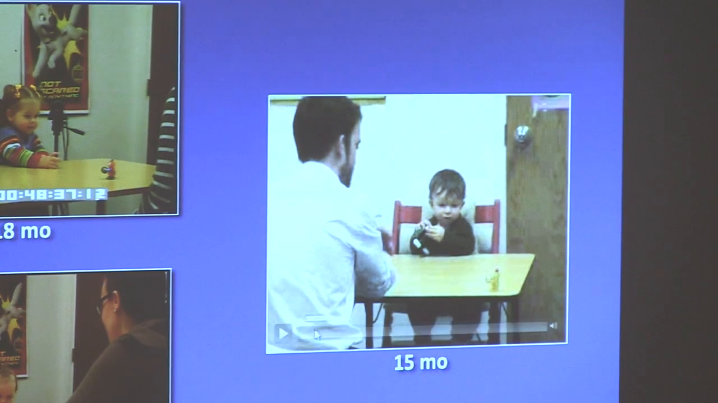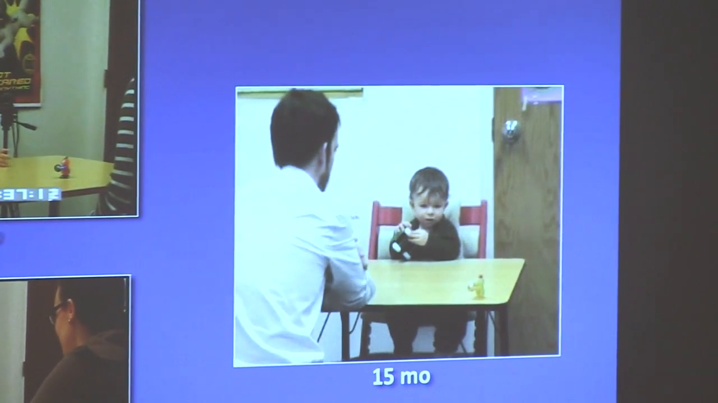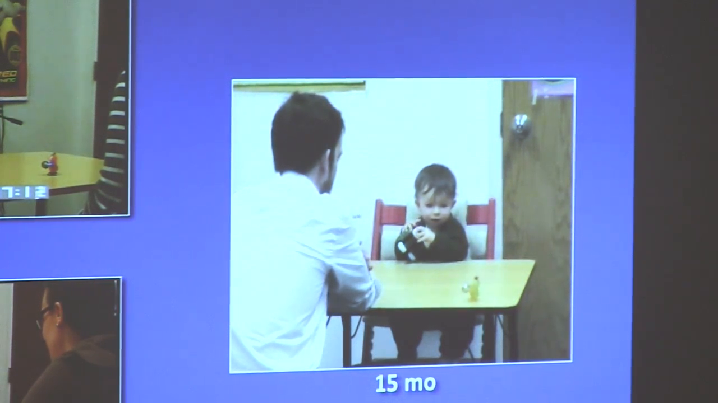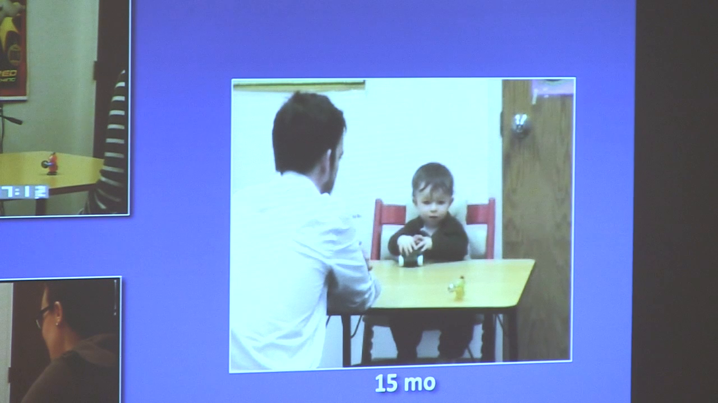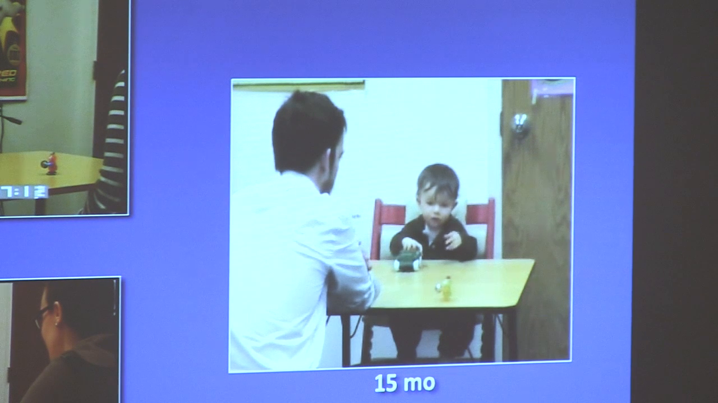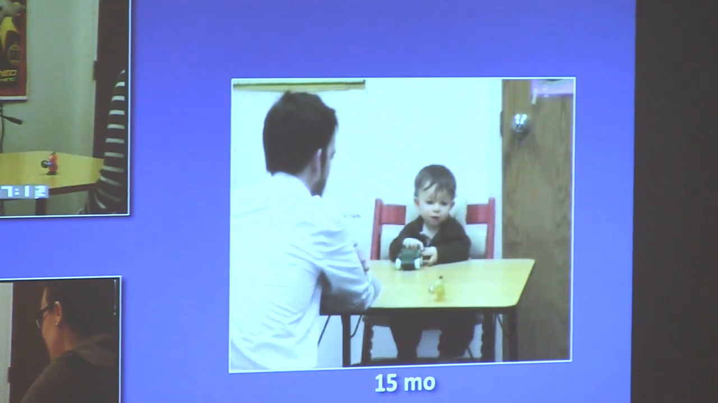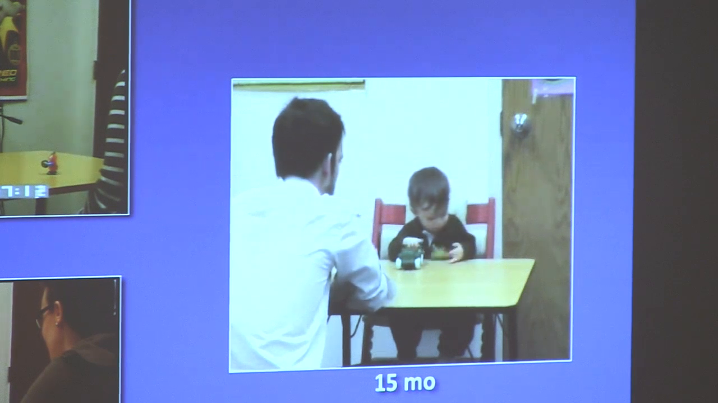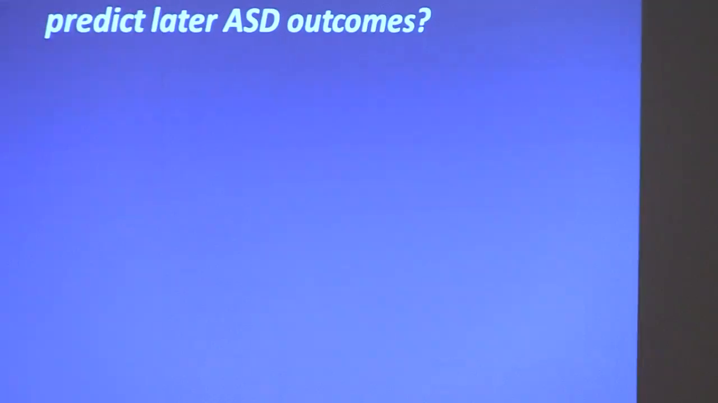Here's an at-risk sibling at 15 months. Is he interested in it? Yes. He's paying attention. He's looking at it. Is he sharing his interest with the other person? Not at all. So I think that's a good example.